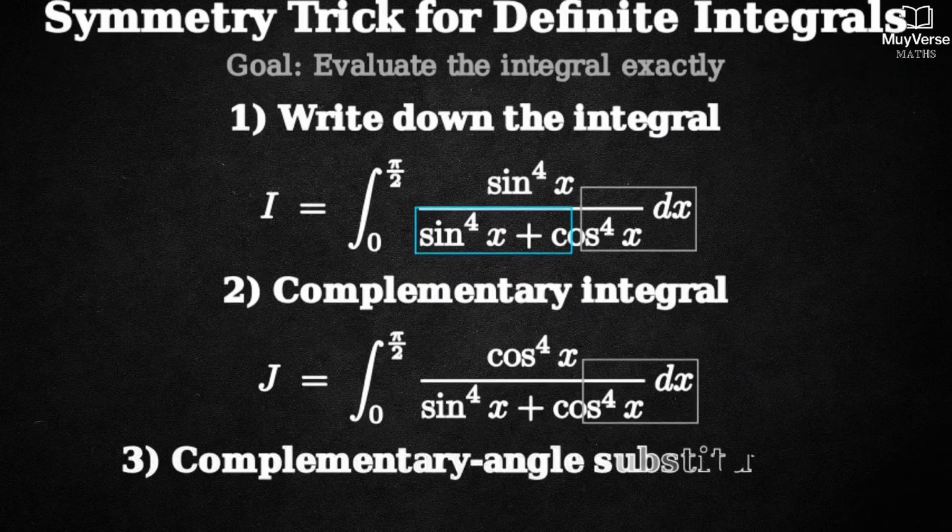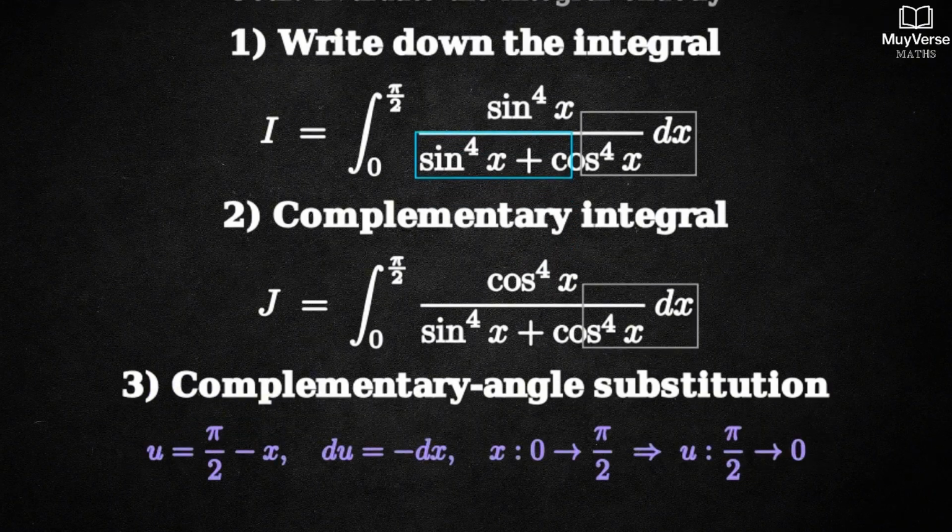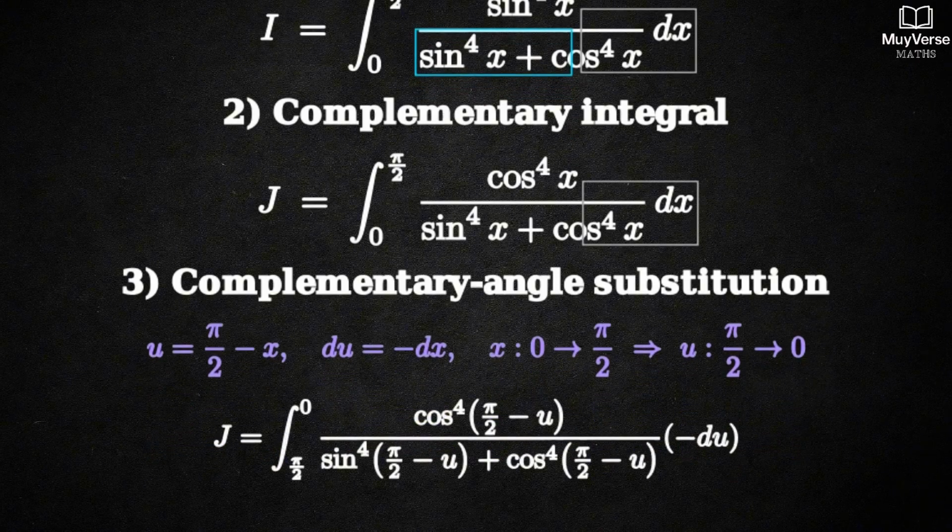Step 3. Use the complementary angle substitution in J. Let u equal pi over 2 minus x. Then du equals negative dx. The limits flip. When x equals 0, u equals pi over 2, and when x equals pi over 2, u equals 0. Rewriting J gives the integral from u equals pi over 2 down to u equals 0 of cosine to the fourth of (pi over 2 minus u) over sine to the fourth of (pi over 2 minus u) plus cosine to the fourth of (pi over 2 minus u) times negative du.